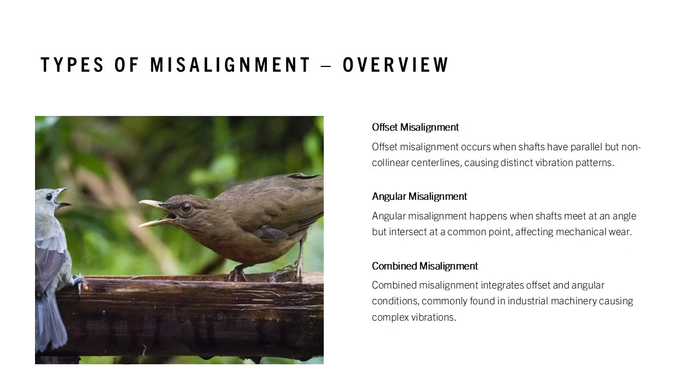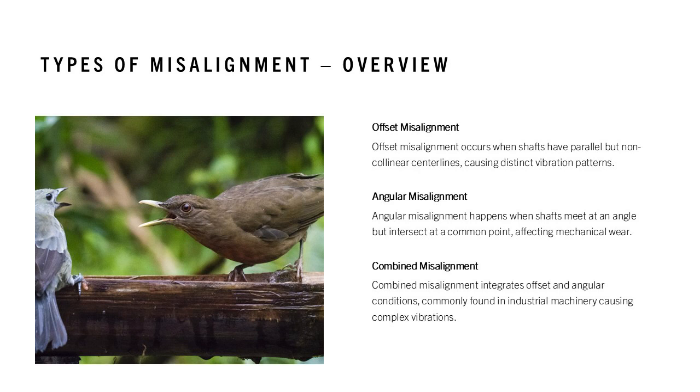This slide provides an overview of the main misalignment categories: offset, parallel, angular, and a combined misalignment known as common misalignment. Offset misalignment describes shafts whose centerlines are parallel but not collinear. Angular misalignment occurs when shafts meet at an angle but intersect at a common point. Combined misalignment integrates both conditions simultaneously and is the most frequently observed in industrial machinery.